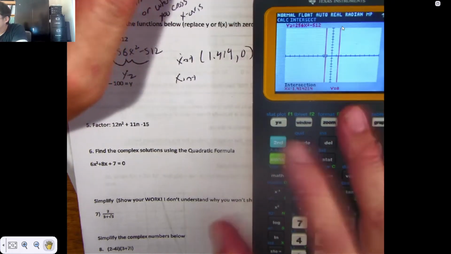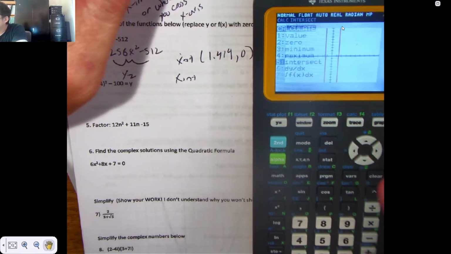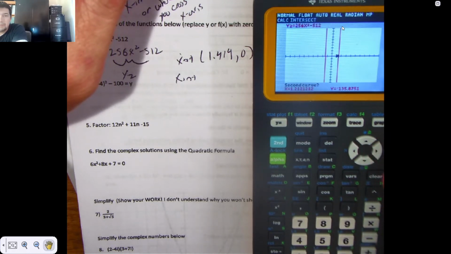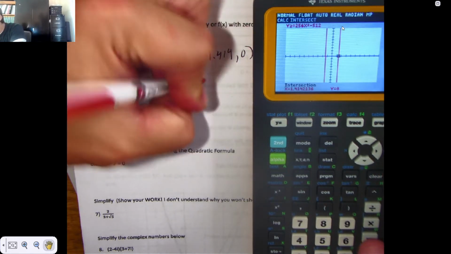Okay. The other x-intercept is going to be right here, the other one. So second trace 5 for intersect. I'm going to have to scroll over and press enter 3 times. Sorry, that was negative. This one's positive.